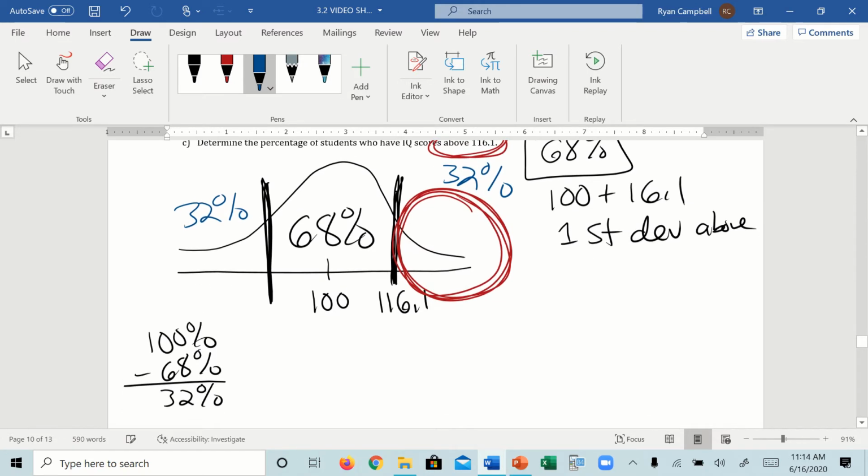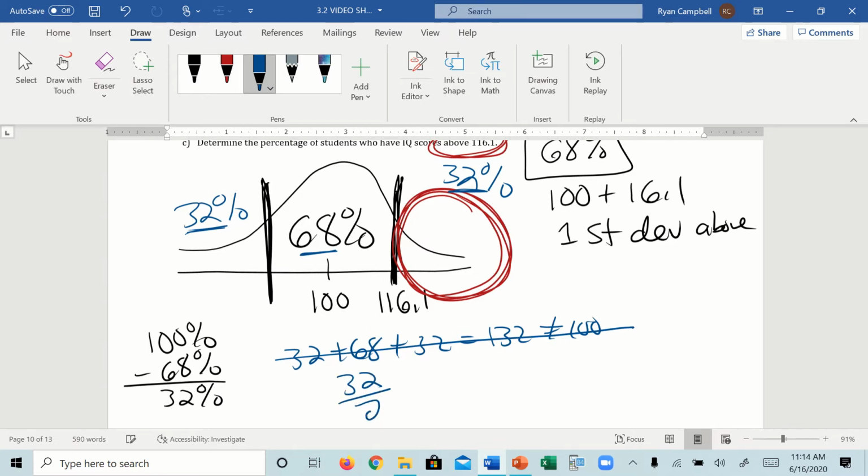No, right? Hopefully you can see if we added 32, 68, and 32, we actually end up with 132, not 100. And that's because 32 has to be the total number, right? So if 32% is separated equally between 2 different parts, how can we figure that one out? Well, we need to make sure to do 32 divided by the 2 parts to get 16. So this is the bottom 16%, and this is the top 16%.